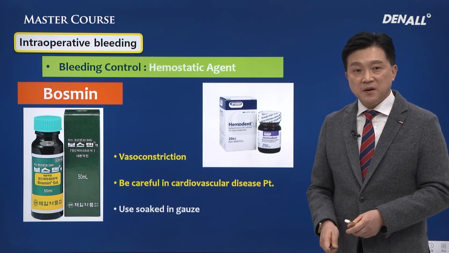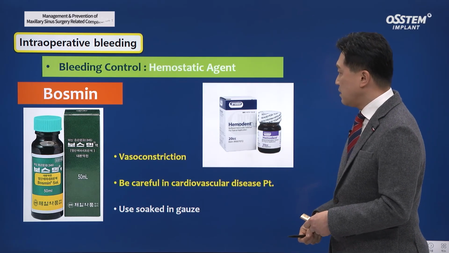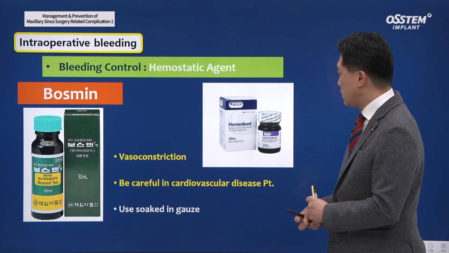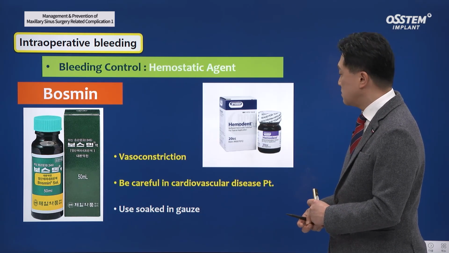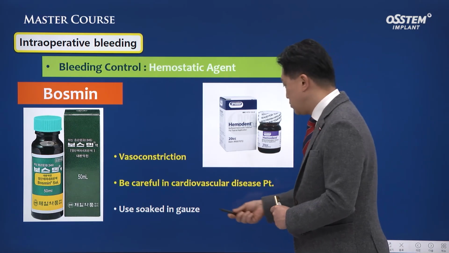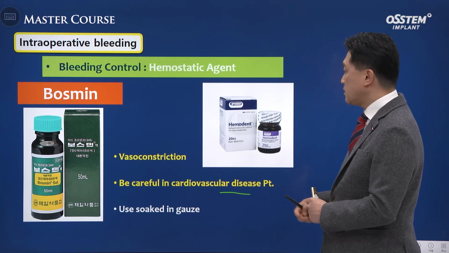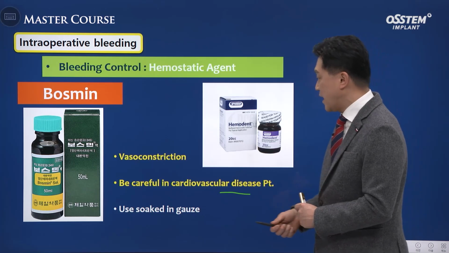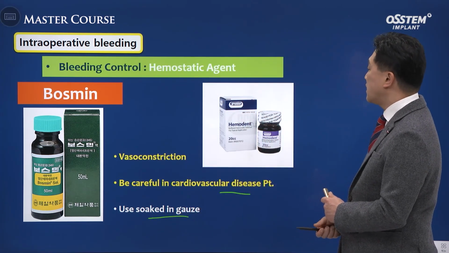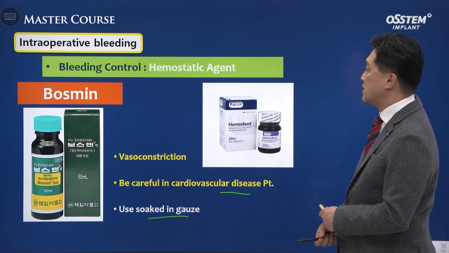Next, we can use a hemostat. The most frequently used option is Osstem. This is epinephrine diluted to about 1,000. This is a vasoconstrictor, and we need to be careful in cardiovascular disease patients. So you do not directly apply it. You use gauze, soak it, and then use it to apply pressure.